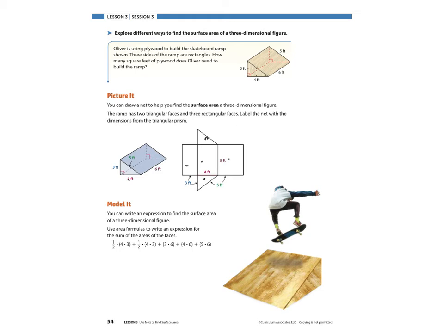Okay, model it. Another option is you can write an expression to find the surface area of a 3-dimensional figure. So use area formulas to write an expression for the sum of the areas. Sum is addition, so that word sum means you add. This was more like the strategy I chose. You can see these are your triangles.